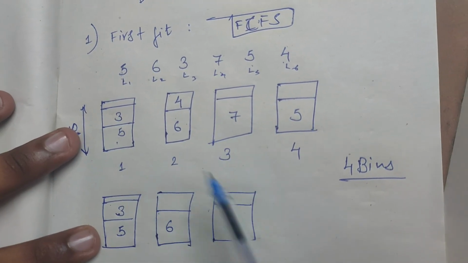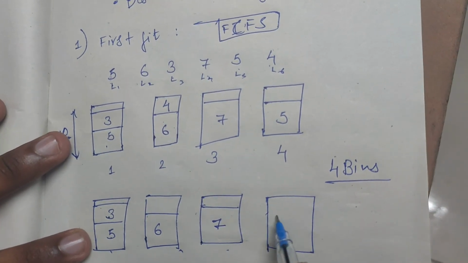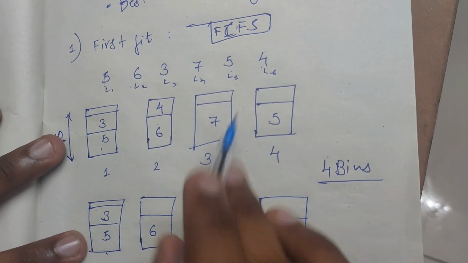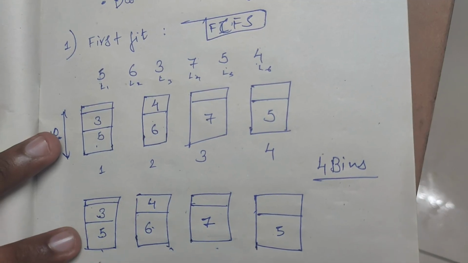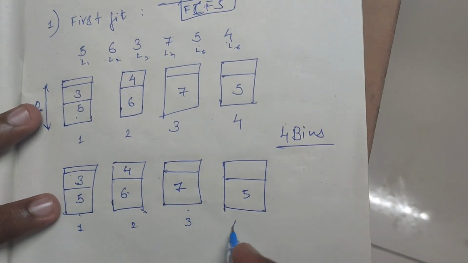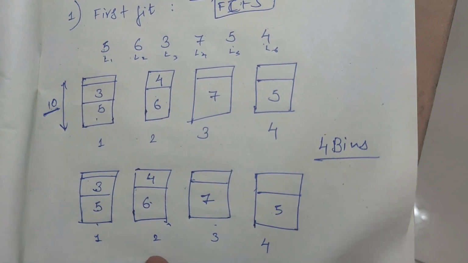Then comes 5. 5 won't fit in this one and this one. So again you will create another bin and you will put 5 here. Then comes 4. 4 can be occupied in this bin above 6. So how many bins are you using here? 1 2 3 4. 4 bins using the first fit method, the first come first serve method.